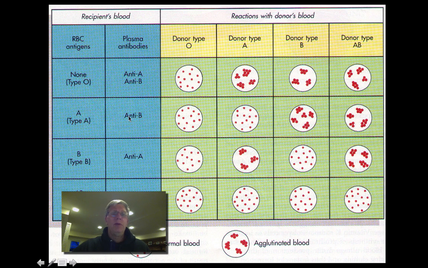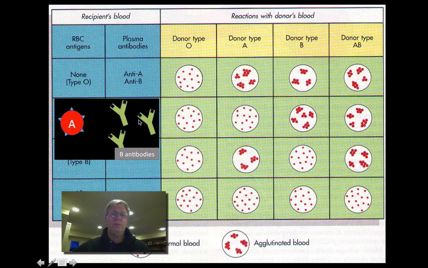If you have type A blood, of course you have type B antibodies, so anything that has B in it you would attack if you had type A blood. So you would attack type B blood and you would attack AB blood. A person that has A blood can be given type A or type O. These antibodies, which would attack anything with B in it, would not attack O because there are no antigens at all to attack.